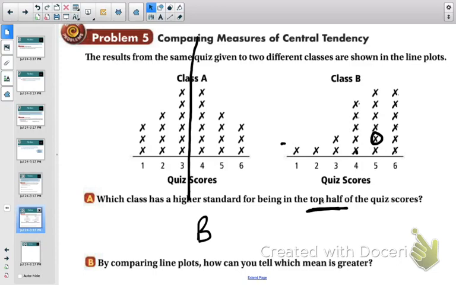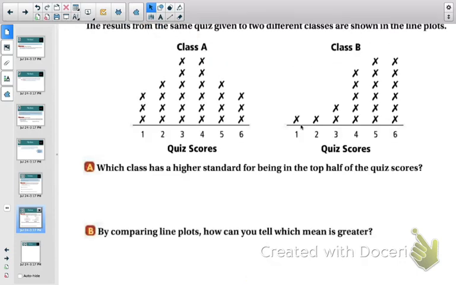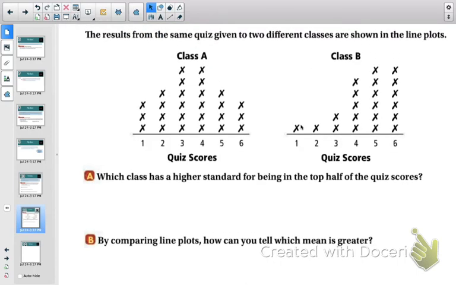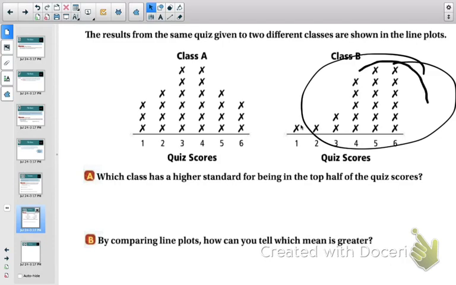Next it says comparing. By comparing line plots, how can you tell which mean is greater? Well, that's pretty easy. There's more data on the right here. Okay, because this is actually skewed left, but there's more data on the right. So your mean is obviously going to be higher in class B because there's more scores that are higher. Okay, the mean in class A is going to be 3.5. If we want to find the mean for class B, well, you'd have to go through and calculate it because it's not symmetric. But we can tell that it should be higher anyway, because there's more data on the right.